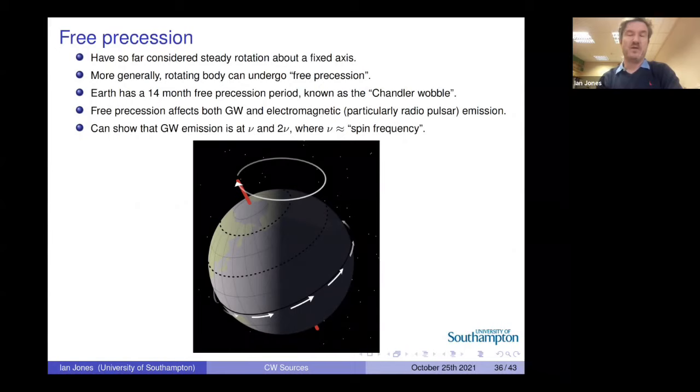So if you've got a freely precessing star, it will emit gravitational waves. It has to, because of this wobbling motion. You're no longer spinning the mass around in an axisymmetric way. So you really do get gravitational waves out. It turns out that in that case, they come out at frequencies that are basically the spin frequency and twice the spin frequency. So they're coming at two different frequencies now.